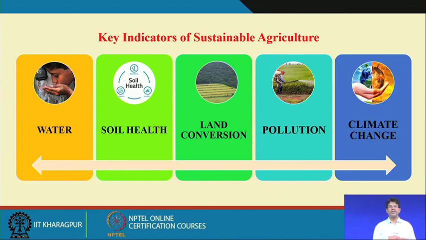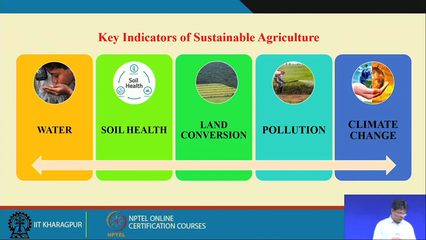Then finally, climate change, as we discussed in the previous class. Through management practices, agricultural activity can minimize anthropogenic climate change, that means minimize greenhouse gas emissions to the atmosphere. So, we will discuss the indicators one by one.